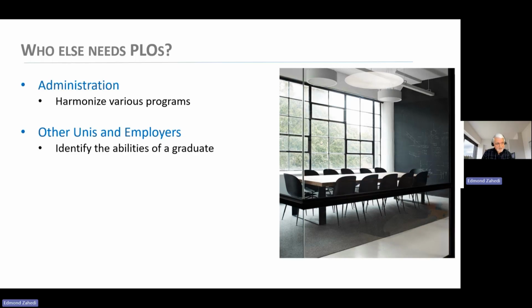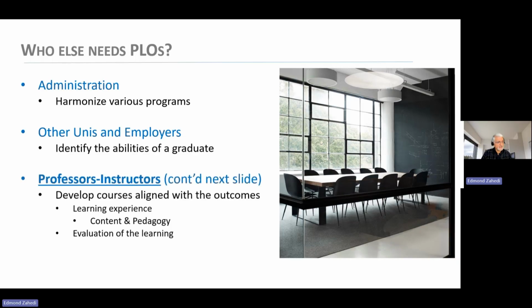Other universities and employers also, by looking at the program learning outcomes, can identify the abilities of the graduates. They can decide whether this is a good fit for them or not, besides other factors. And most importantly, the professors, the instructors, those who will be in charge of delivering the content and developing the courses. These courses need to be aligned with the program learning outcomes, to design the learning experience in terms of the content, in terms of the pedagogy, and evaluation of the learning also needs to be done in the framework of these courses.